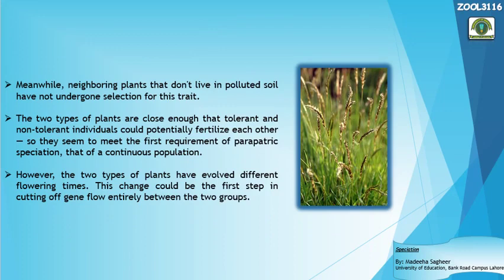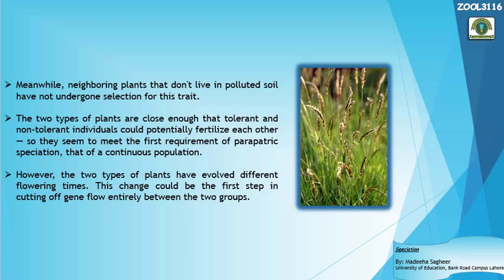Meanwhile, neighboring plants that don't live in polluted soil have not undergone selection for this trait. The plants in the polluted soil have undergone natural selection for tolerance to heavy metals, and the plants in unpolluted soil will not undergo this selection for metal tolerance, because they are not subjected to the contamination. The two types of plants are close enough that tolerant and non-tolerant individuals could potentially fertilize each other. So they seem to meet the first requirement of parapatric speciation, that of a continuous population.